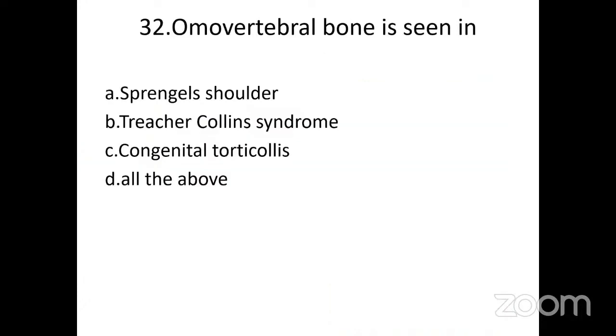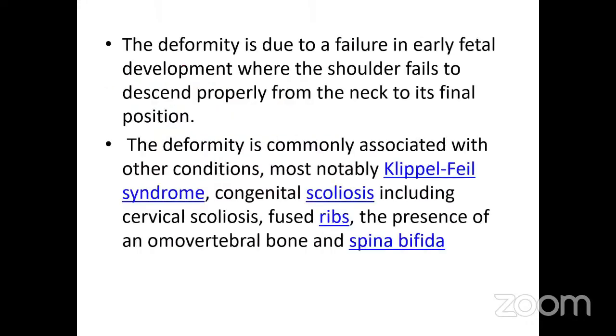So omovertebral bone is seen. Omo, the word means shoulder. Vertebra means, of course, the connection between the shoulder to cervical vertebra. It's actually seen in Sprengel's shoulder. Sprengel's shoulder is nothing but a congenital elevated scapula. It's a very, very rare disorder, and you see once in a blue moon. Last week I saw a child with Sprengel's shoulder. It's nothing but a congenitally elevated shoulder.